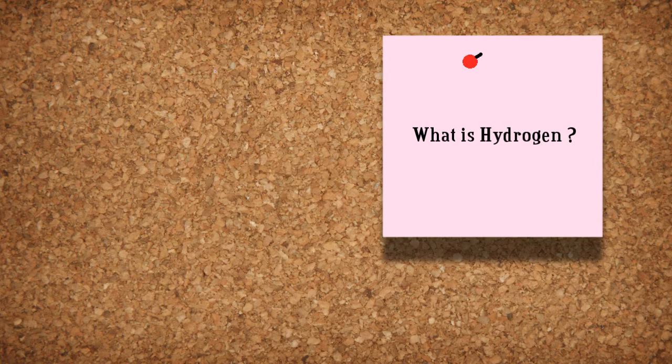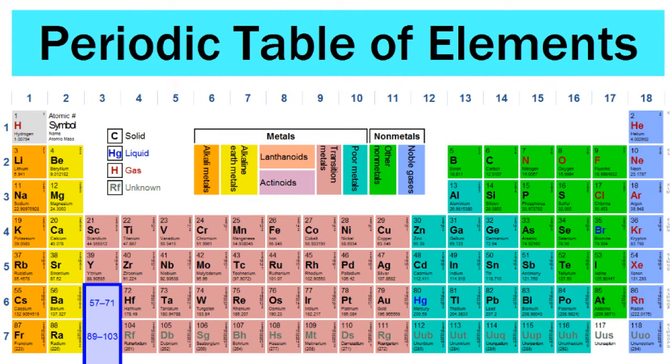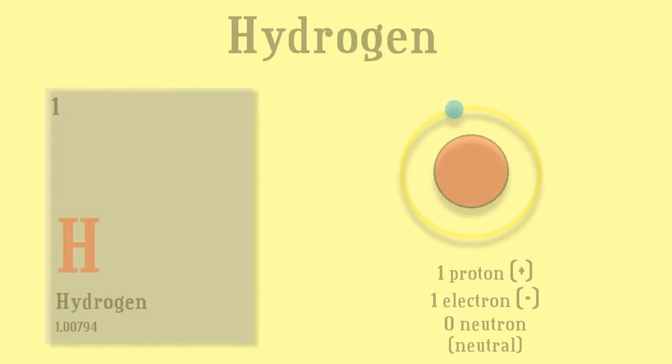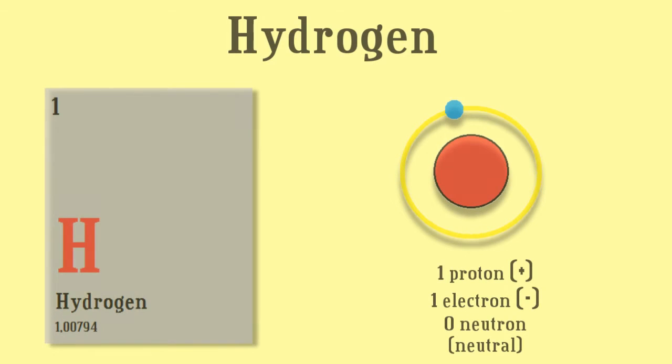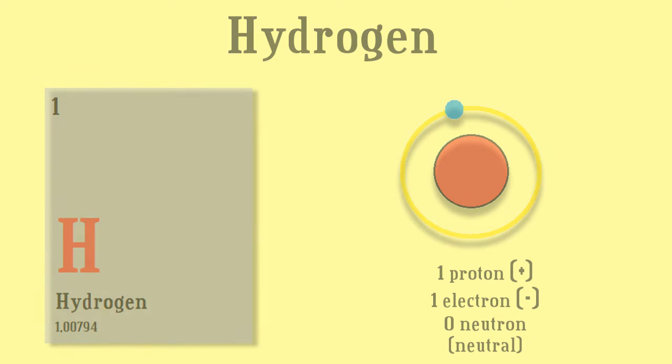What is hydrogen? Hydrogen is a chemical element and the first element on the periodic table of elements. The symbol for hydrogen is a capital H. Hydrogen is the most abundant element in the universe. It is also the lightest element, with an atomic mass of 1.00794. Hydrogen's atomic number is 1, and it has 1 proton, 1 electron, and 0 neutrons.